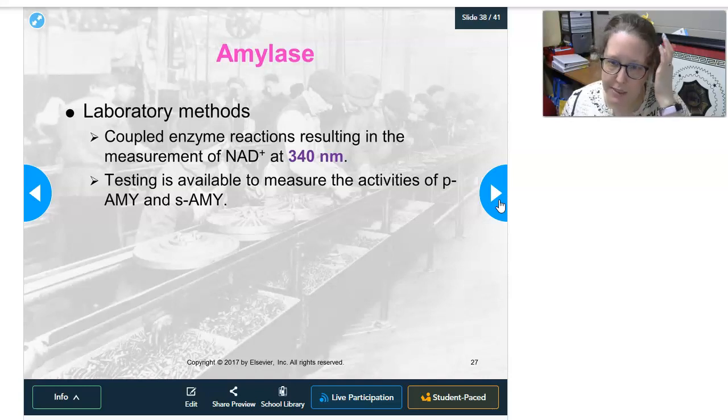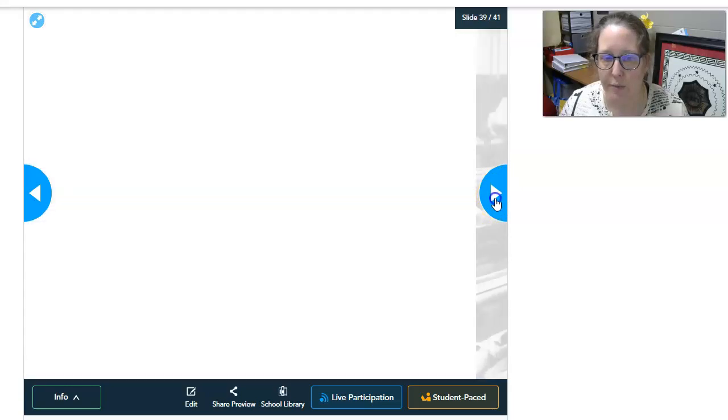The testing is available to differentiate the activities of the P-amylase and S-amylase. I keep wanting to say plasma. It's not plasma, it's pancreatic. Sorry about that. Pancreatic amylase and salivary amylase. Although really, if you're having some problems with your saliva glands, they probably are going to be swollen. Think of mumps, where they have big swollen saliva glands and you have elevated amylase. It's probably from that location. And with the pancreas, you can do CT scans and see what's going on. So even though it's available, it's not usually necessary to do.